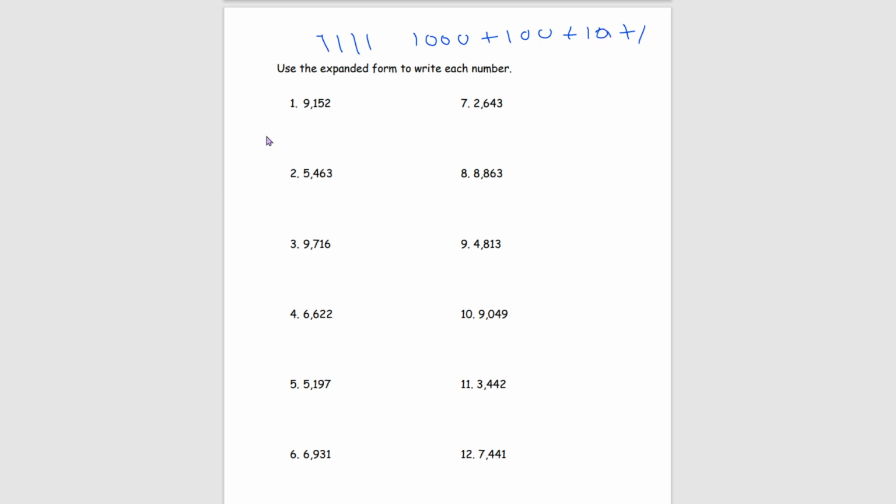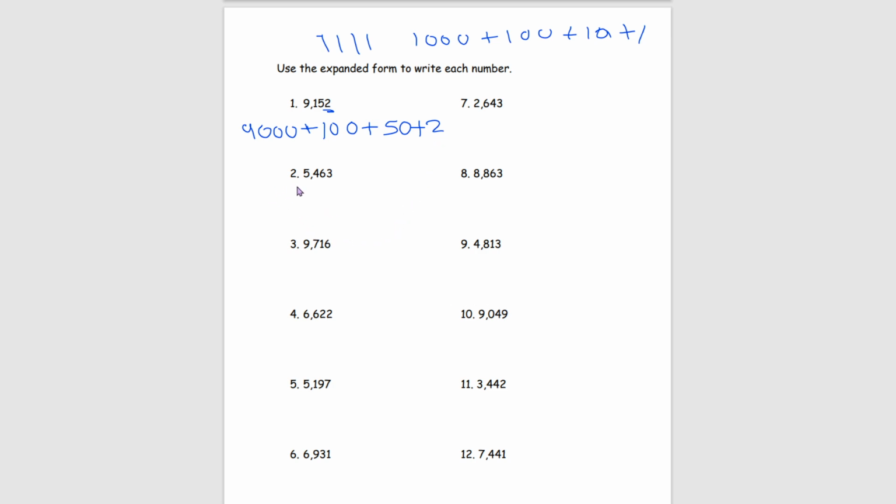And so to translate this to our actual problem, we have number 1, which is 9,152. Let's break this down starting from the thousand spot first. Here we have a 9, which means that it's 9,000. So for our first number we're going to write 9,000 plus, and for the 100 spot we have a 1, meaning that it's 100. So we're going to do 9,000 plus 100 plus, we have a 5 in the tens place, meaning that it's 50. So we're going to put 50 right here. And lastly, we're just going to add whatever is in the 1 spot, which is 2. And so our expanded form for number 1 is 9,000 plus 100 plus 50 plus 2.